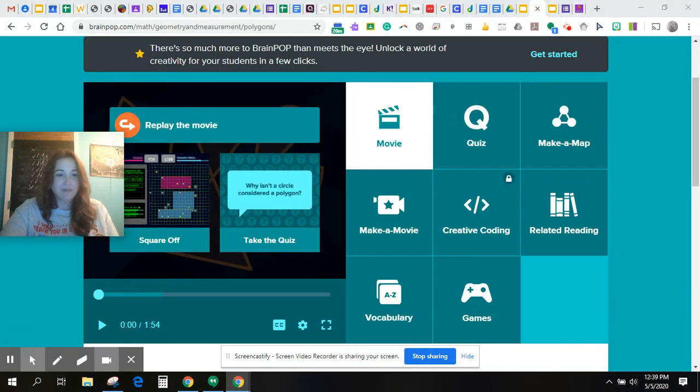Okay, so Tim and Moby helping us out today with our polygons. So think about those polygons, because today we're going to be doing mystery polygons. So we're going to be doing an Edpuzzle to help us out.